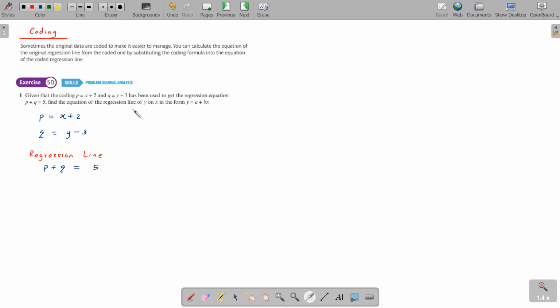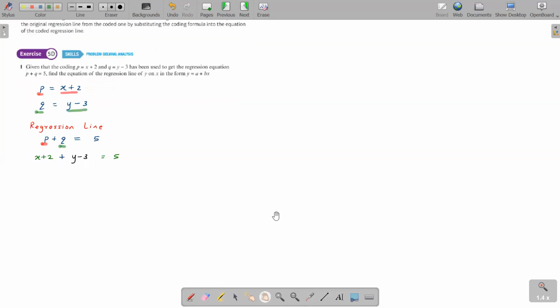So they are asking you to go back to the equation of the regression line of y on x. How do you get the regression line of y on x? P is x plus 2, plus Q is y minus 3, equals 5. Are you with me? Can you see what I just did here? I replaced the P value with x plus 2 and I replaced the Q value with y minus 3. Then you get the regression equation of y on x by making y the subject.